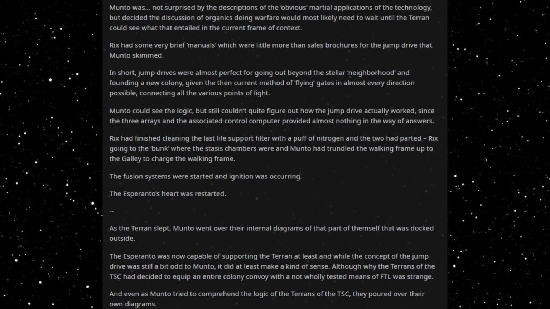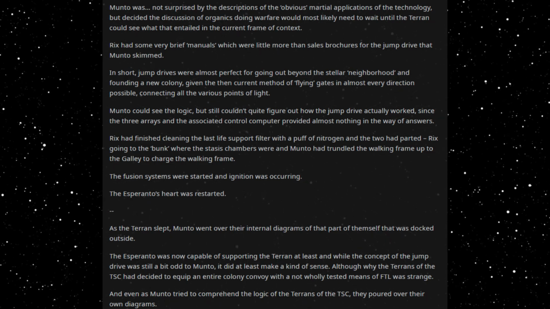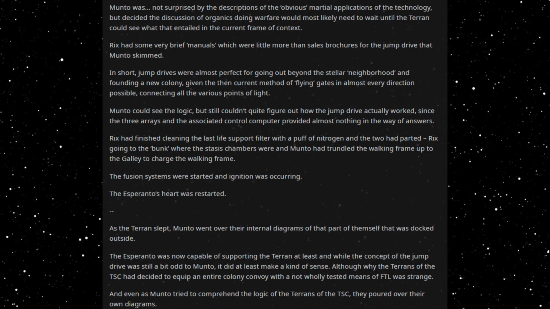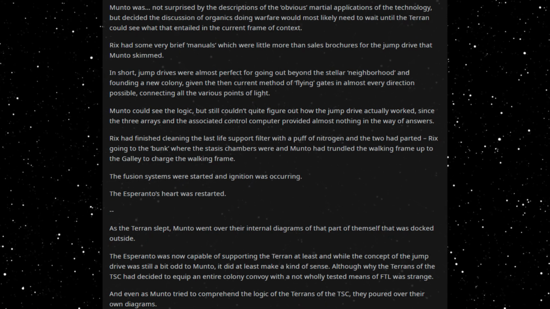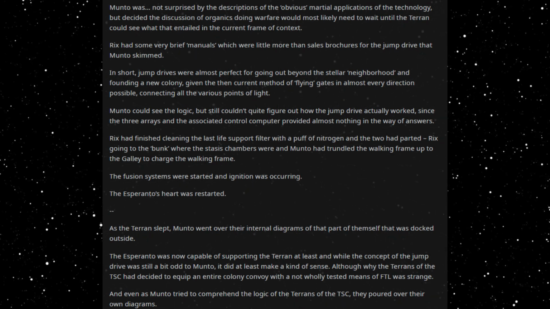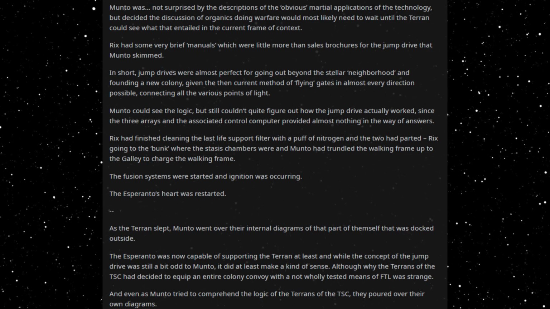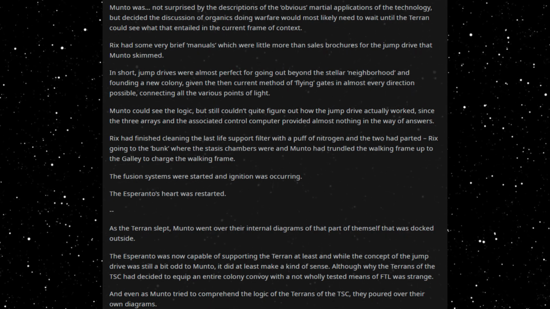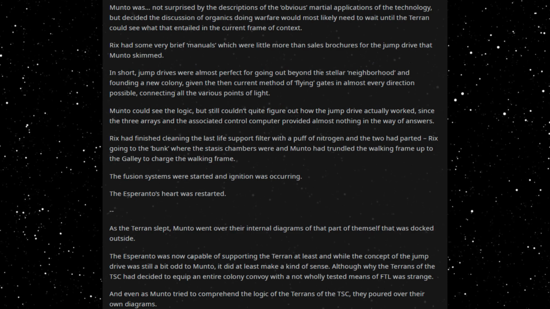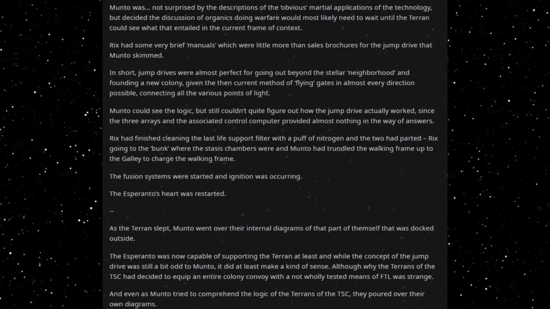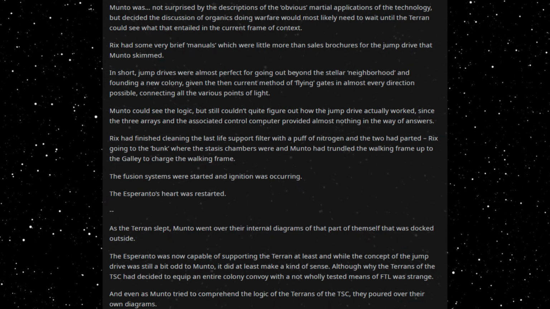Rix had finished cleaning the last life support filter with a puff of nitrogen, and the two had parted, Rix going to the bunk where the stasis chambers were, and Munto had trundled the walking frame up to the galley to charge the walking frame. The fusion systems were started, and ignition was occurring. The Esperanto's heart was restarted.